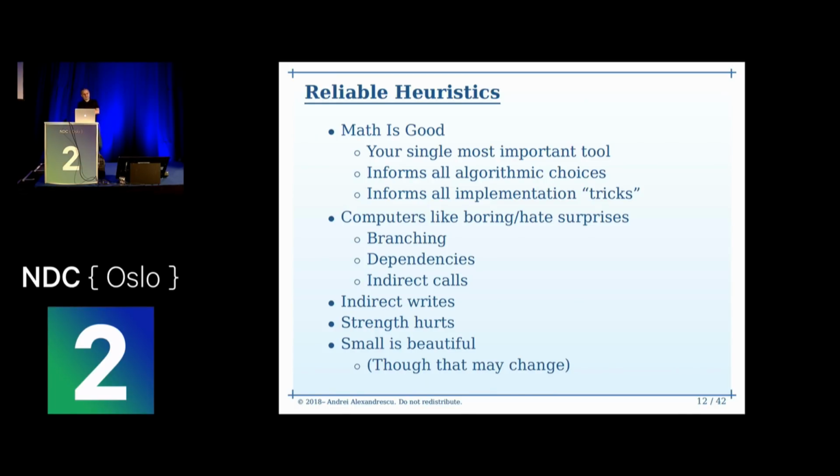So they hate surprises, which come in the form of branching. You don't know where you're going to go, right? Dependencies: I need to do this first and this second. I can't do anything here without finishing this, right? So in a way, this guy is surprised by the result of this operation, right?